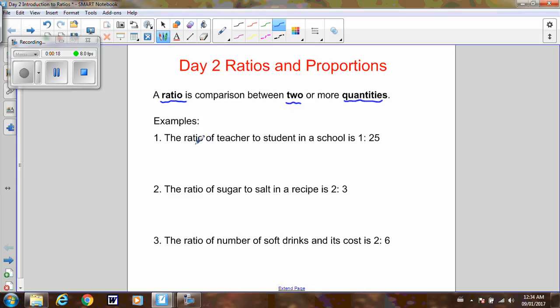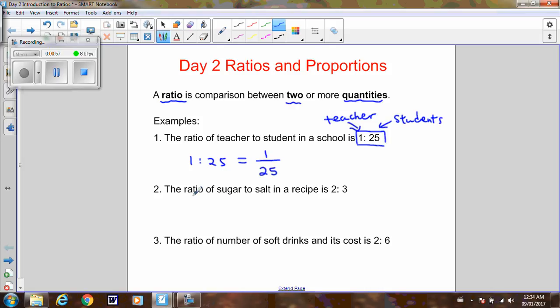For example, if you're comparing the ratio of teachers to students in a school, for example our school, when they write it like this, 1 colon 25, what they mean is for every one teacher, there are 25 students. We could write it like this, 1 colon 25, or what I prefer is to write it as a fraction, 1 over 25. So always write it as a fraction whenever you can.